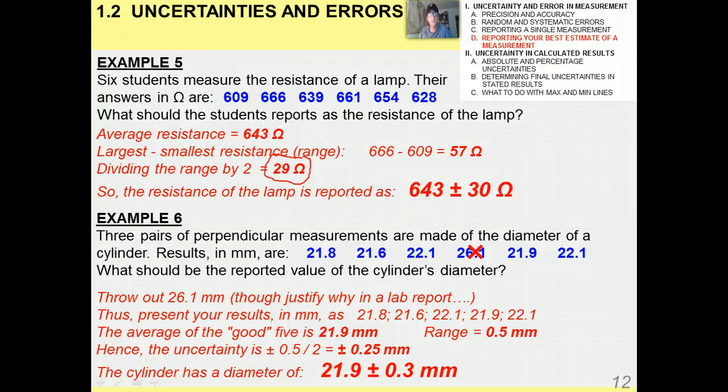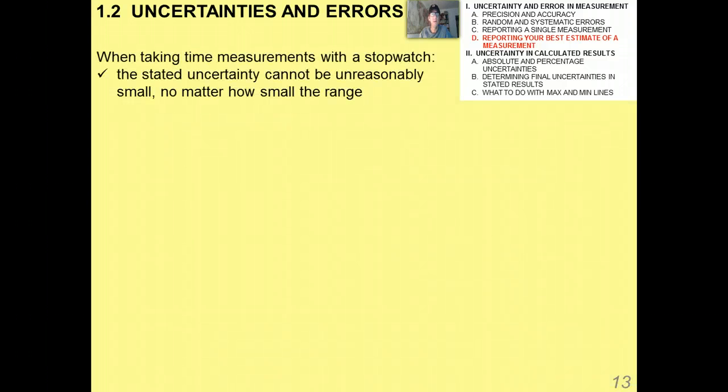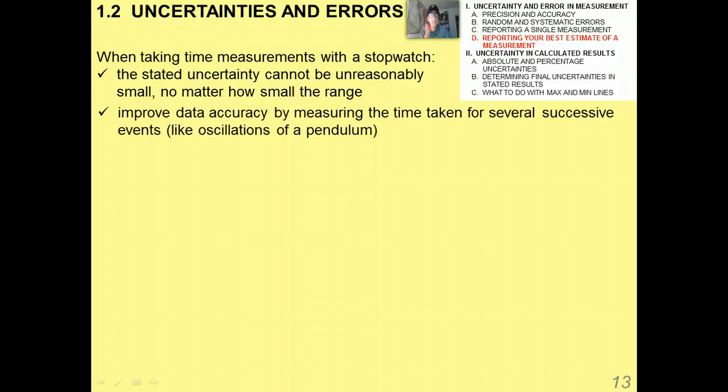So you present your results as follows, okay? The average of the good 5 is 21.9, the range is 0.5, the range divided by 2 is 0.25, so you'd say 21.9 plus or minus 0.3, okay? So again, your decimal places have to match up in both your stated value and your uncertainties. Super important, okay?